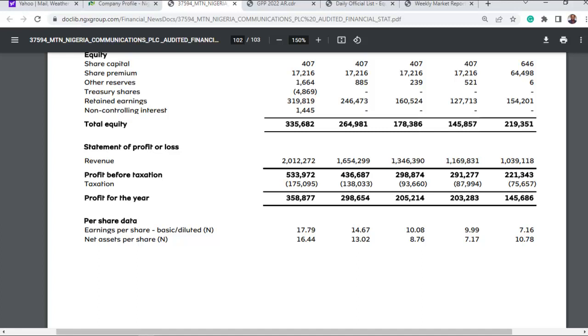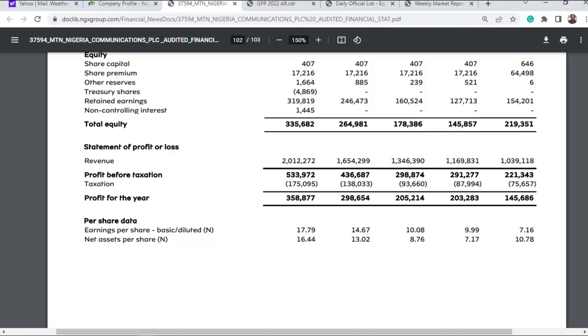But if you look at the earnings of this company for the past 4 years, it has been an upgrade. The top line has moved from 1.17 trillion to 1.35 trillion to 1.65 trillion to 2.01 trillion. You can see also the bottom line has moved in that direction. Like I said, I've shown the criteria you should look up.